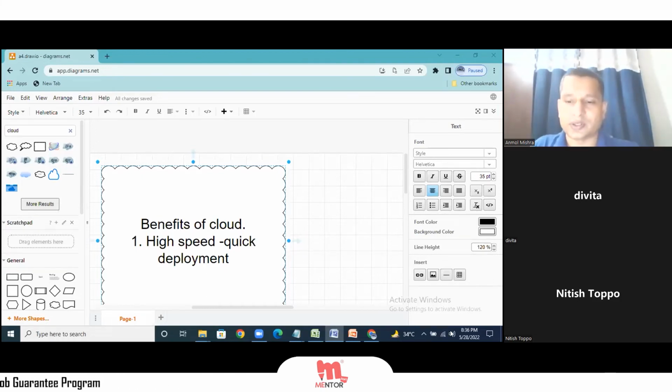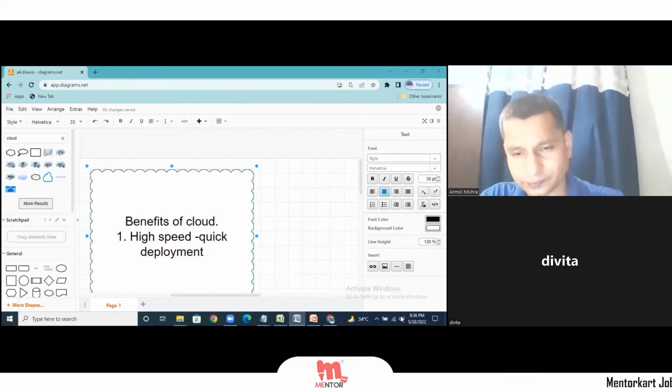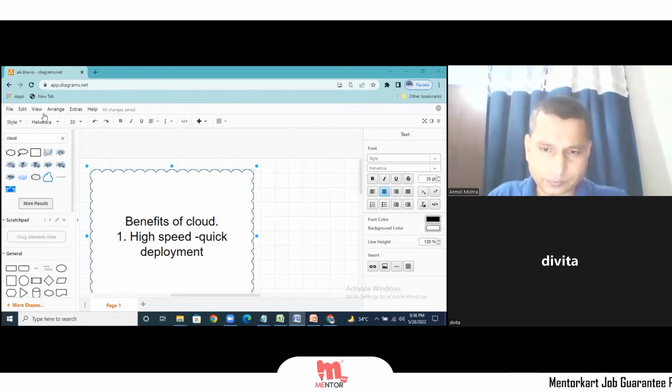Is that clear? Or any questions regarding this sentence? High speed quick deployments. Everyone clear? Everyone has cleared this sentence? Or any questions on this sentence? High speed quick deployment. Clear. Very good.